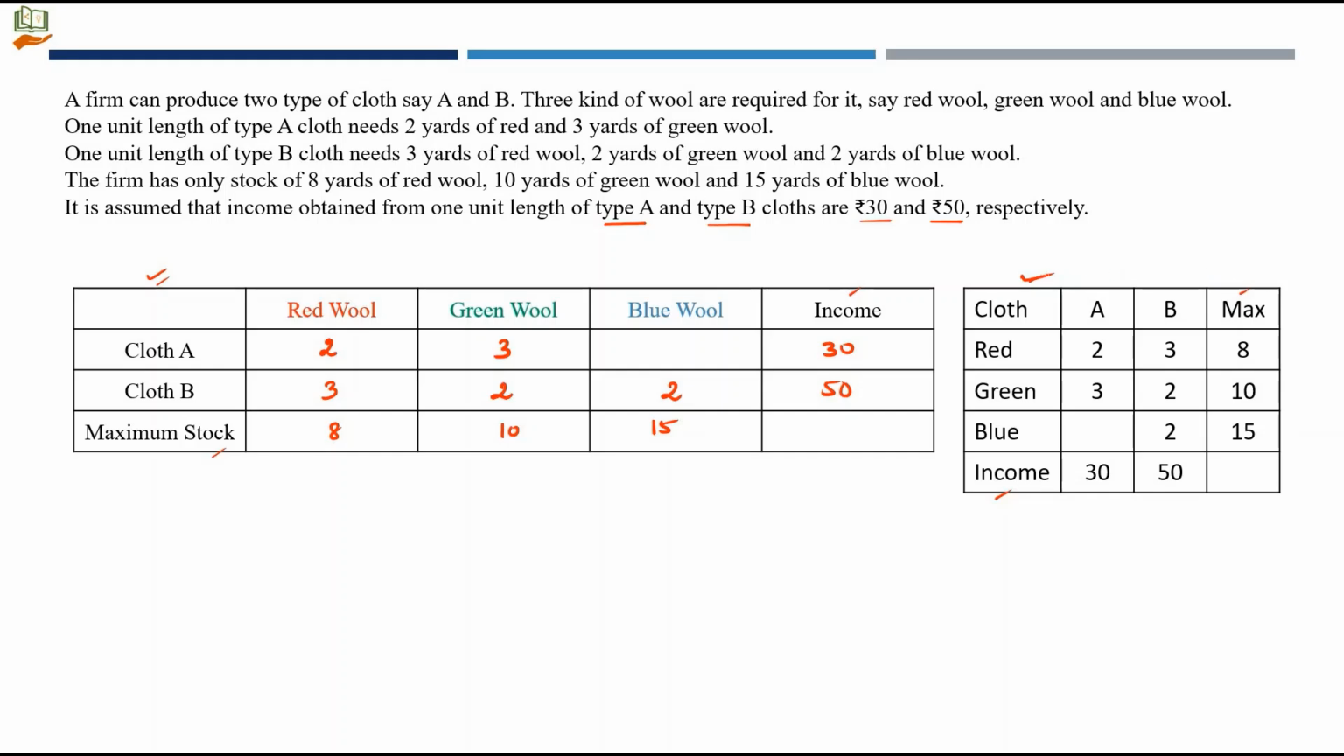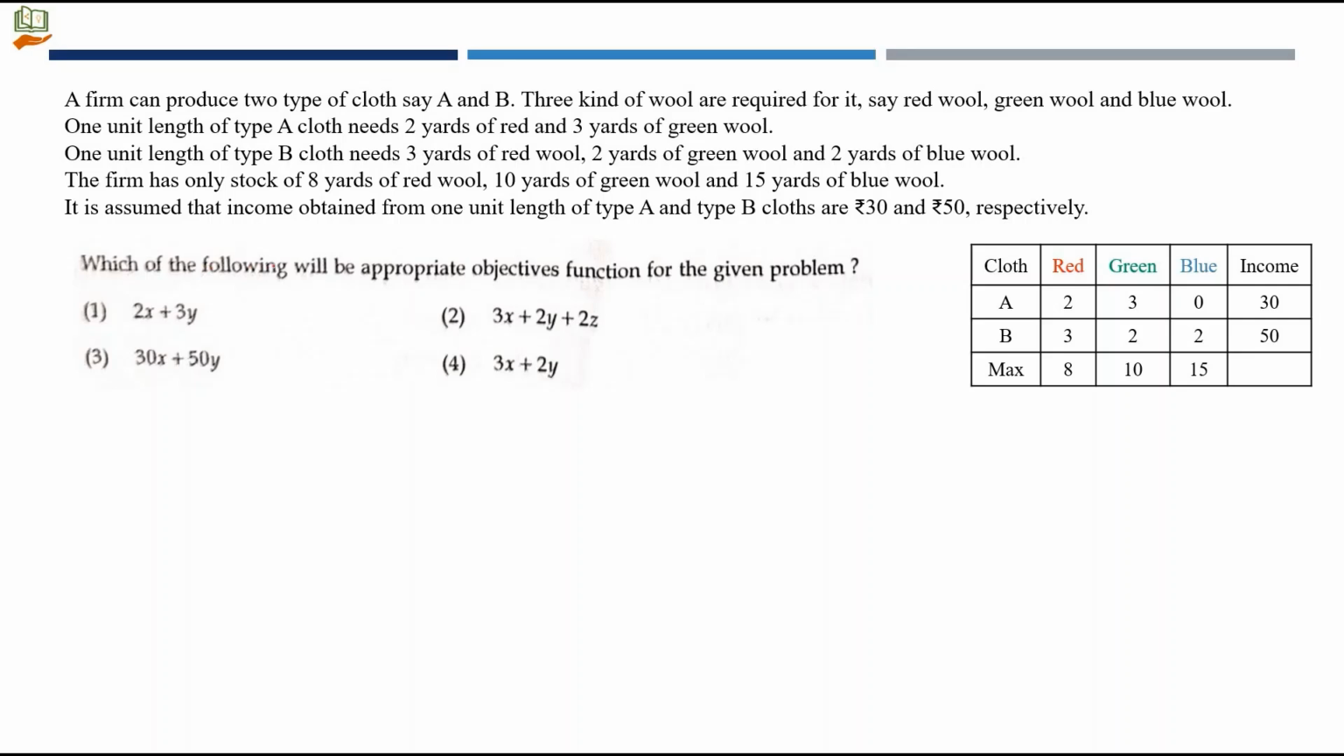I have seen many of the books follow this kind of table, but I thought this is better for our understanding. So I am going with this horizontal format only. Now let's see the first question. Which of the following will be appropriate objective function for the given problem?